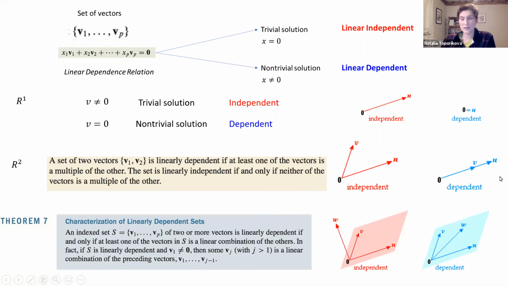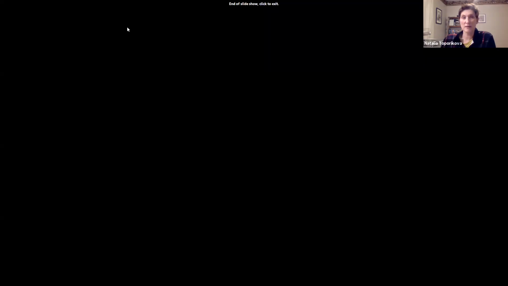Okay, this is the summary of the geometrical interpretation. And now I would like you to go back to chapter 1.7, read through the rest of the materials, and try to work through several examples of linear dependence and independence.